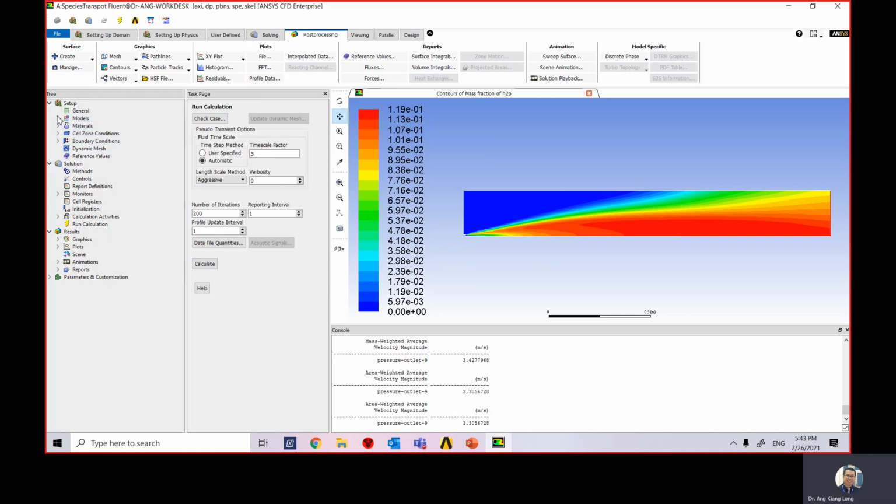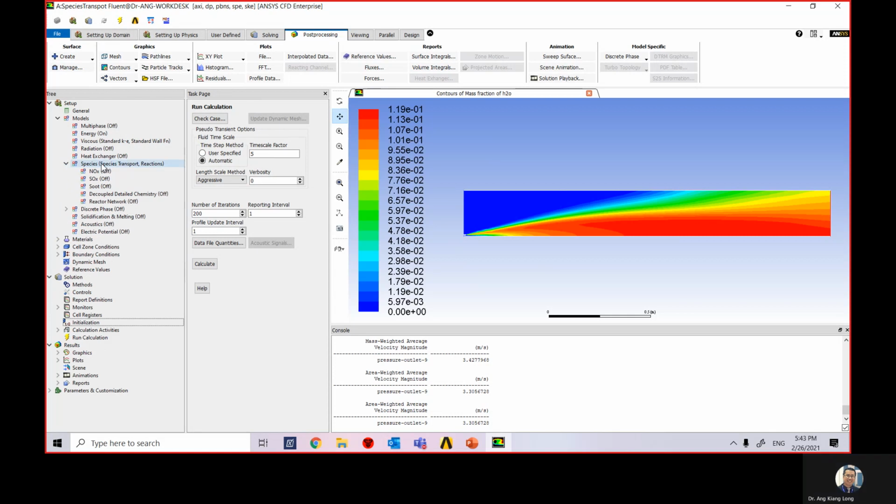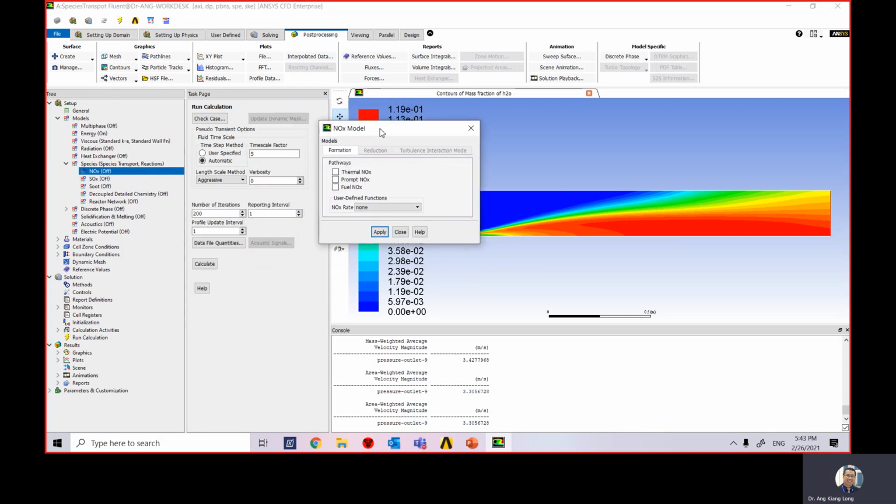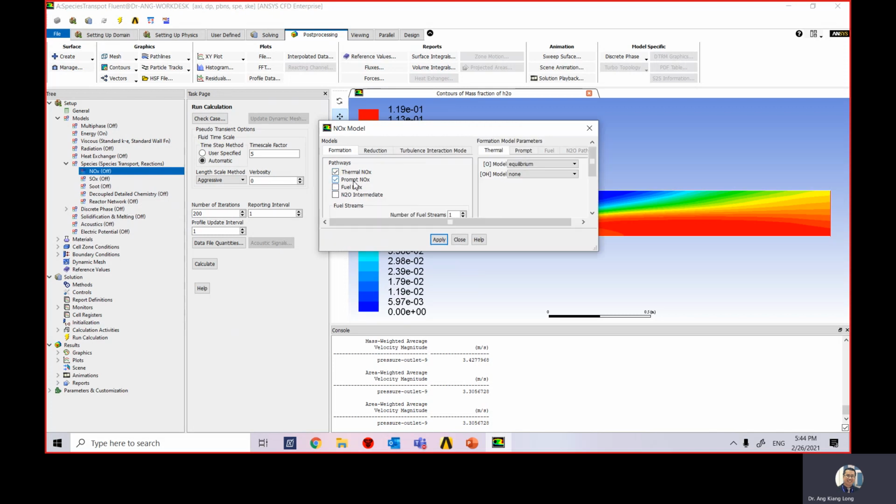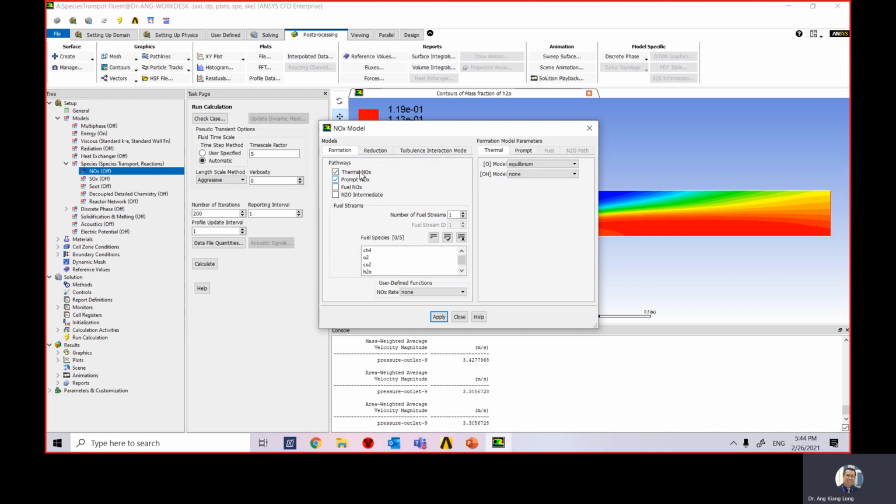So you go to Models, go to Species. Under Species, you can see here that just now we did not turn on the NOx. This is the pollutant calculation. So we're going to turn on this NOx here, Edit. Inside the NOx model, NOx means pollutant model. In the first scenario, we're going to look at thermal NOx and prompt NOx. Then later we look at individual cases where we will only consider thermal NOx or prompt NOx.